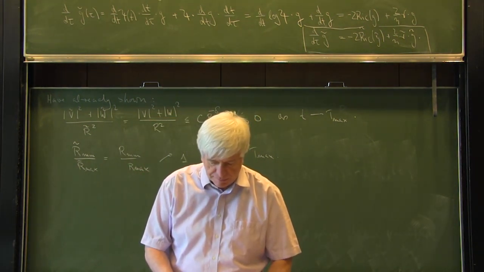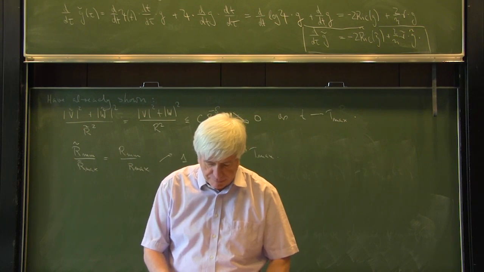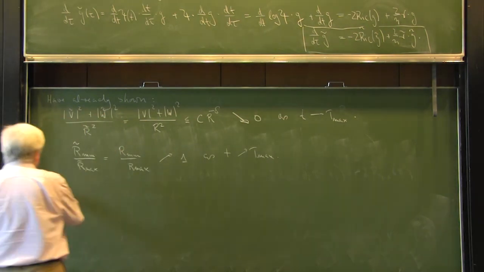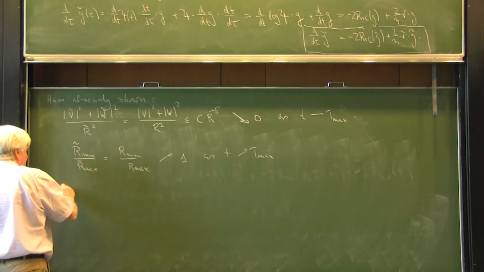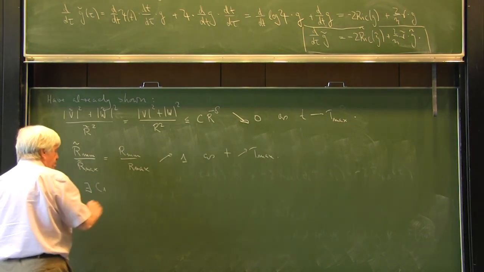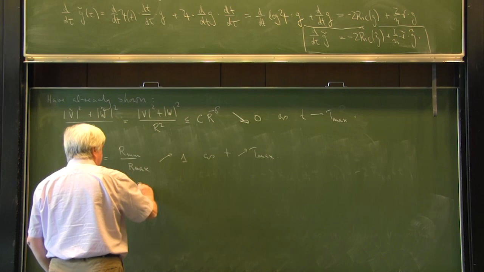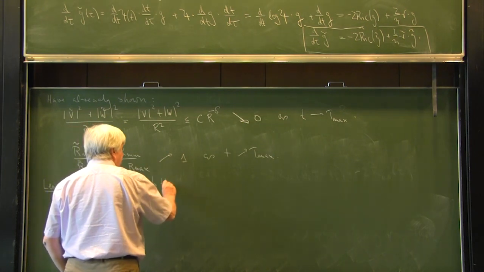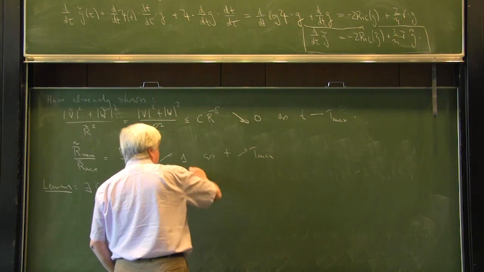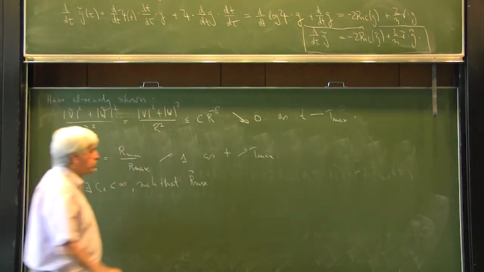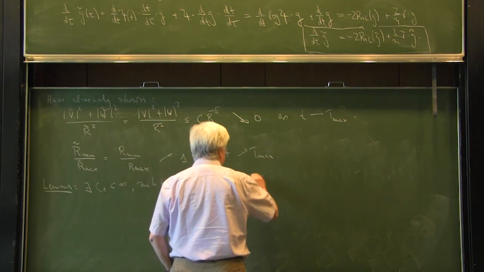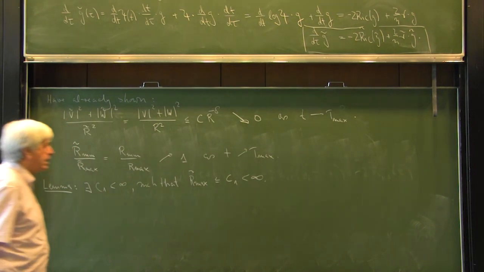Now the next step is to show that we can get an upper bound on the curvature. So here's the lemma. There exists a constant C1 less than infinity such that the maximum of the scalar curvature after rescaling is less than this constant. Proof.